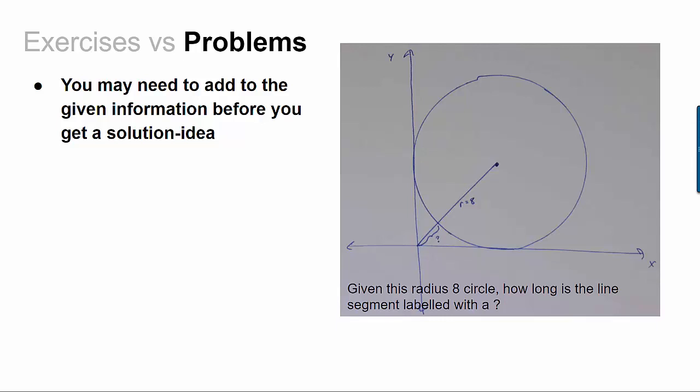So given this circle that's radius 8, how long is that little tiny diagonal line segment that goes from the origin to just touching the circle? So spend a minute and try and solve it and see what you think.